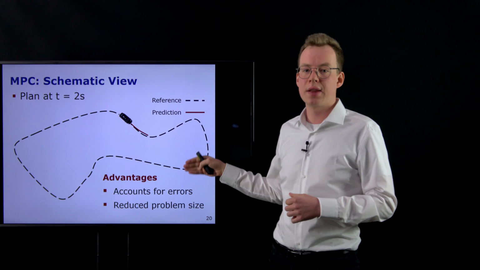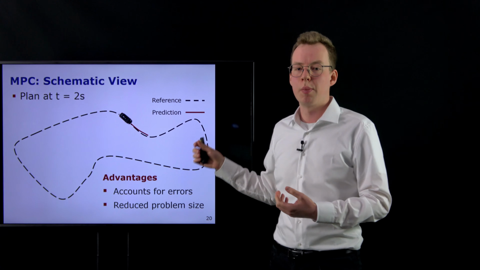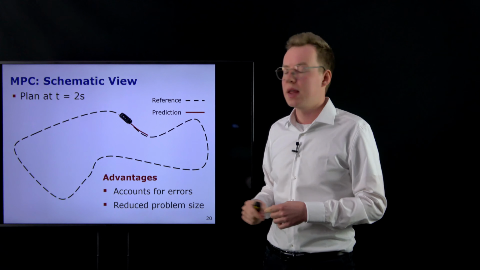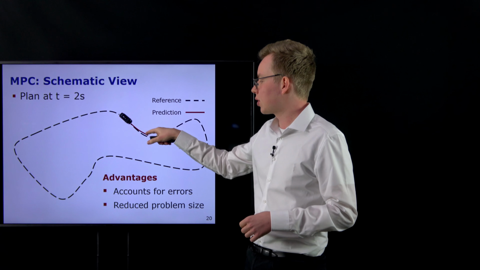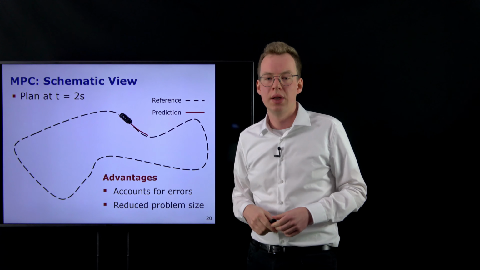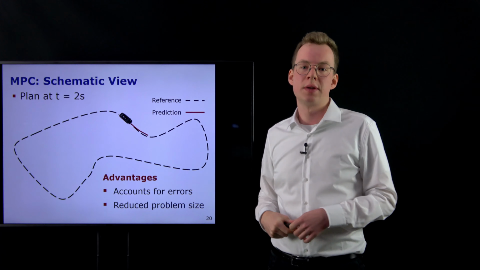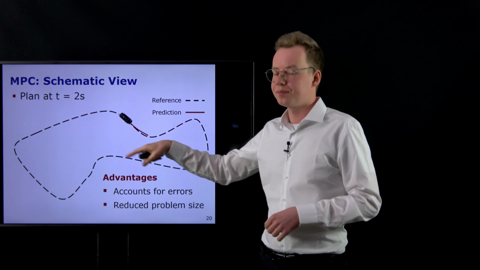So the advantages are that we are able to account for errors because by replanning we introduce feedback, and we also reduce the problem size. We reduce the problem size because we only ever need to plan for the next, say, 50 time steps, rather than for this whole loop.